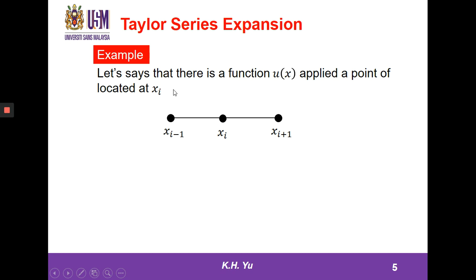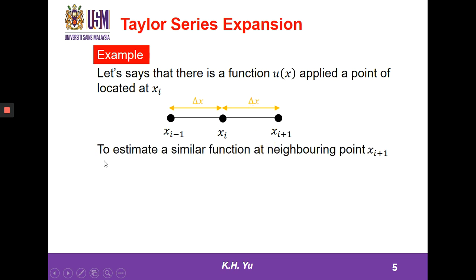So let us try an example. Let's say that there is a function u(x) at a specific point located at xi. The distance between the point and the neighboring points xi plus 1 and xi minus 1 are the same. We call it delta x. So for us to estimate the similar function u(x) at the neighboring point xi plus 1, the function u at xi plus 1 is equal to the expression of the Taylor series.